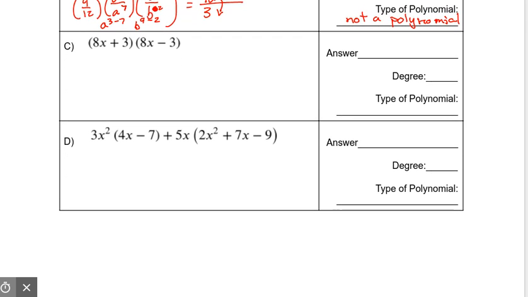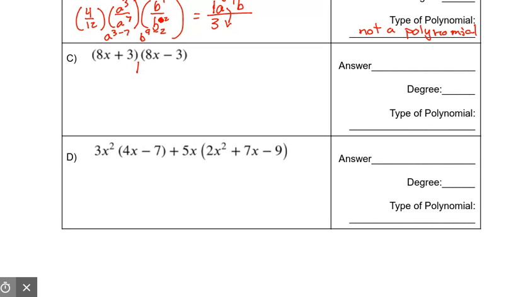Okay, letter C. This one we have a binomial. Notice that is multiplication. Binomial multiplied to a binomial. So we're going to go ahead and use our box, 2x2 box. And we're going to multiply. So I have my 8x plus 3 on one side, 8x minus 3 on another side. So let's do our multiplications.